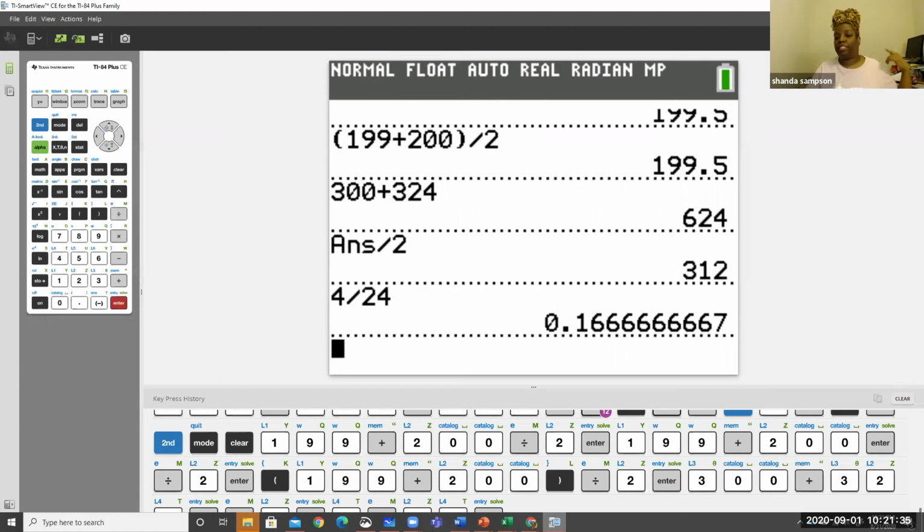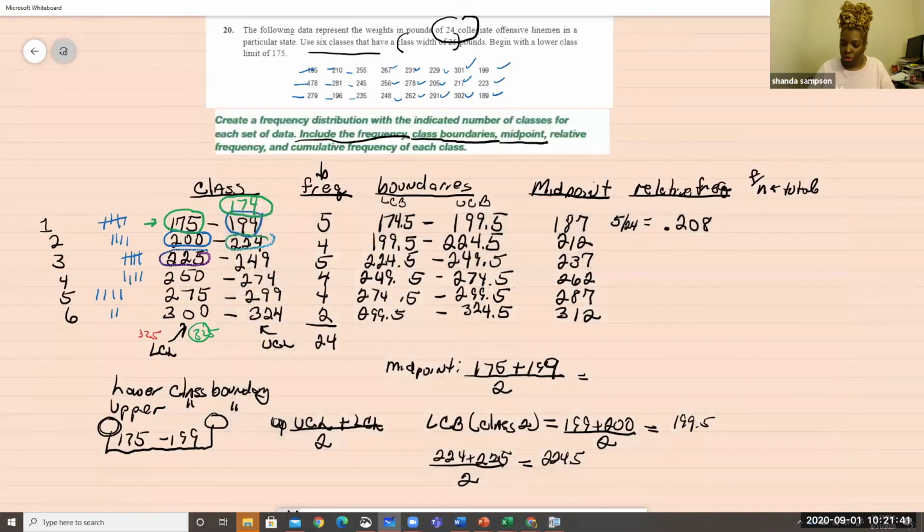So for my class, it's 0.167, using those rounding rules from 2nd, 3rd, 4th grade. Again, your teacher may just let you leave it at 4 over 24 or whatever. That's not my kind of thing. I don't do that.